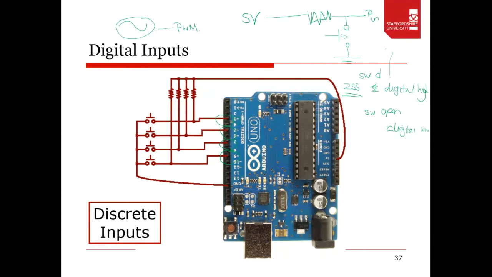Sorry, anybody spotting this error? If the switch is closed, then the pin would be at 0 because it would be at earth. So the pin would be low. If the switch is open here, then there would be no connection to earth, so the pin is high.